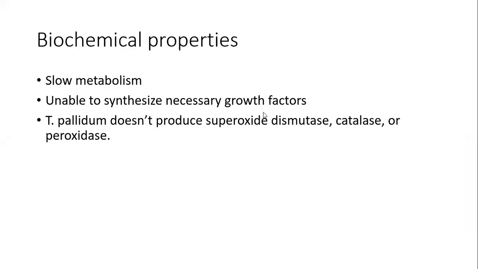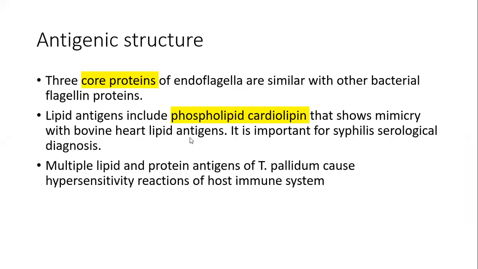Biochemical properties. They have slow metabolism and are unable to synthesize necessary growth factors. That's why they cannot be cultivated in artificial media. Treponema pallidum does not produce superoxide dismutase, catalase, or peroxidase.